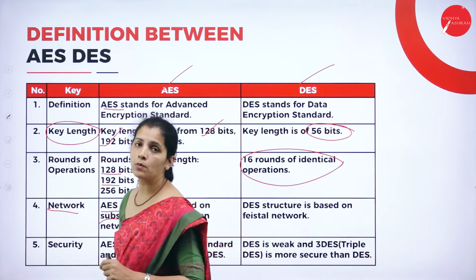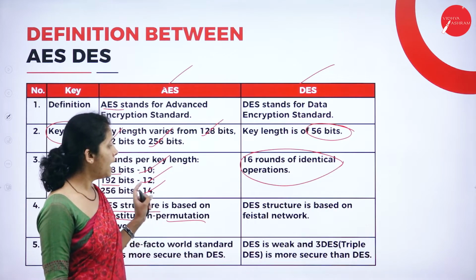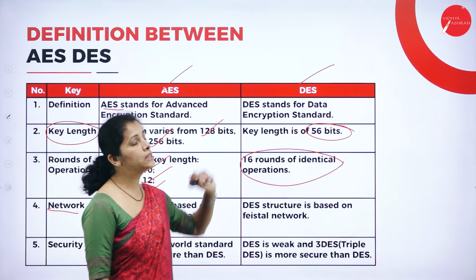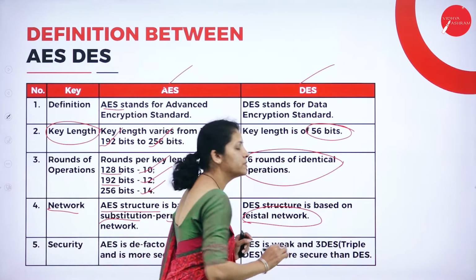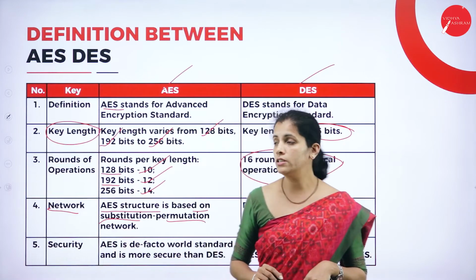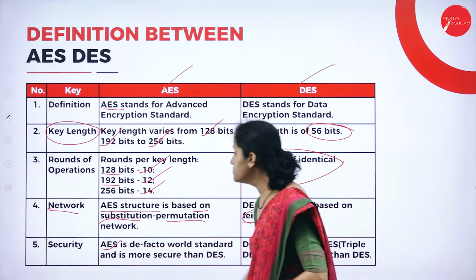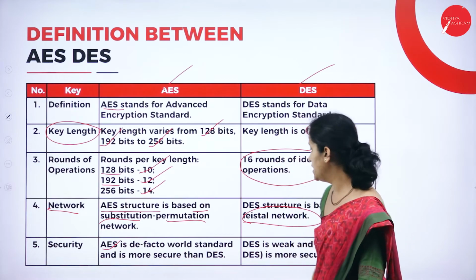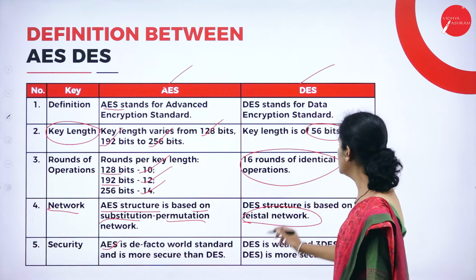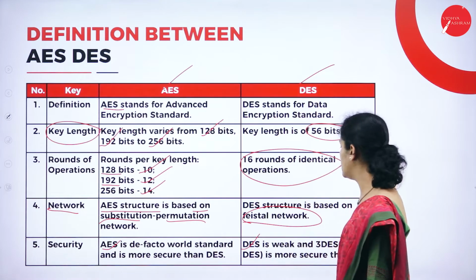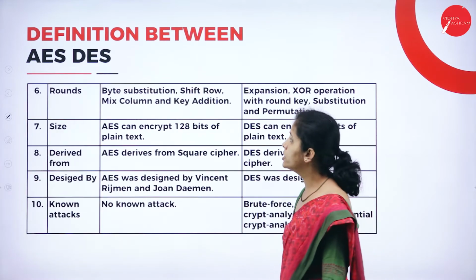That means here I'm going to use substitution cipher as well as permutation. And if I go with DES, then here we are going to use Feistel structure. And if I consider security, AES provides more security than DES. DES is weak, and AES provides more security.